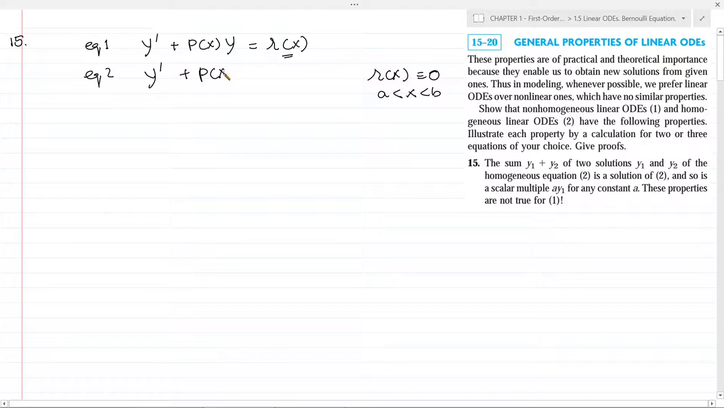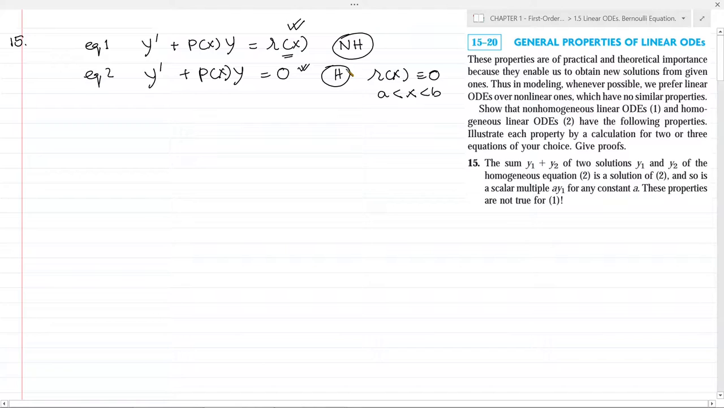The left hand side of this equation is the same, and in the right hand side for equation 1 there is a function of x, r of x, and in equation 2 there is no function of x and there is a 0 term here. We have already learnt in the last video that equation 1 is non-homogeneous and equation 2 is homogeneous.